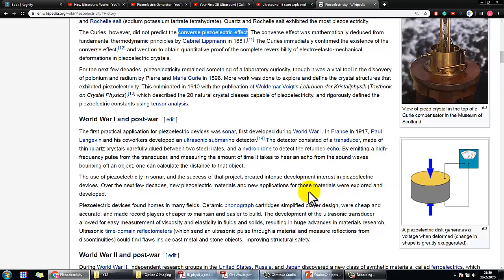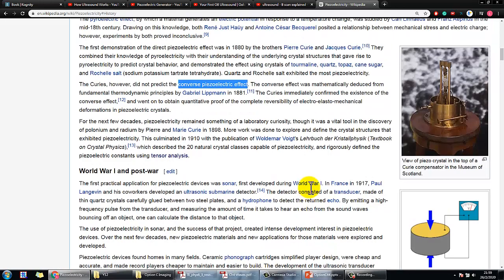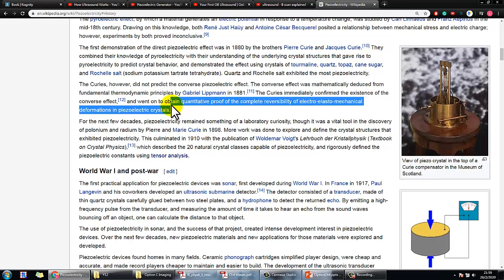Of course, it is not very noticeable, so that's why they didn't know until it was mathematically deduced by someone, right? Gabriel, this guy, mathematically using some other principles, and then they started to realize and do experiments to confirm the converse effect. That means doing the opposite, and they successfully obtained the quantitative proof to show that actually it is reversible. So this is actually the most astonishing thing about the piezo effect, because this is reversible.